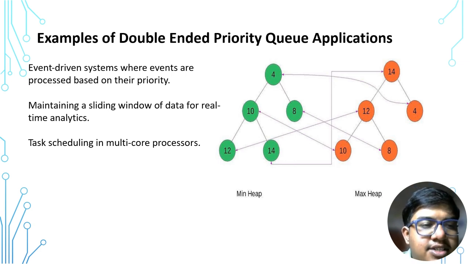They are used in event-driven systems where events are processed based on their priority. They are also used in maintaining a sliding window for data for real-time analytics. They are also used in task scheduling in multi-core processors. As you can see, this is what a heap looks like on the right side.